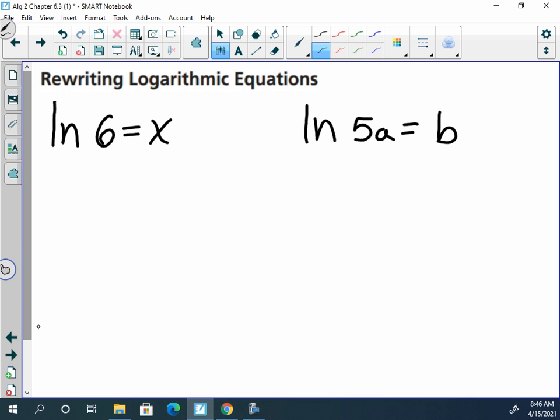So if I wanted to rewrite this here, ln of 6 equals x, we would rewrite this as what? E to the x is equal to 6. E to the x is equal to 6. And it's the same type of process as what we did with logarithms. Now we just have natural logs, and we have this understood base of e.